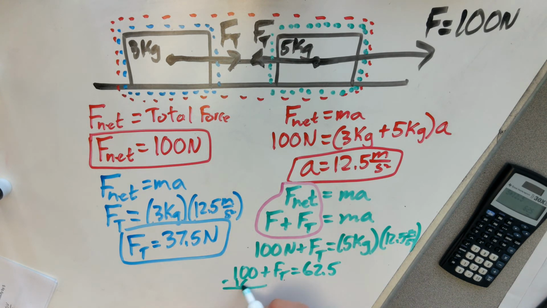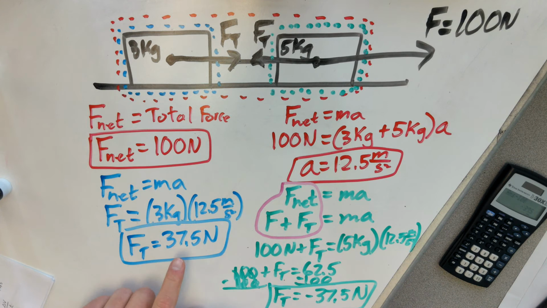Subtract 100. So 62.5 minus 100 in the calculator. Oh, barely fits on the screen, but we're good. Equals negative 37.5. Very, very good. Physics still works. Same exact number. Doesn't matter if we do the blue box or the green box. The only difference is the sign, but it makes sense.